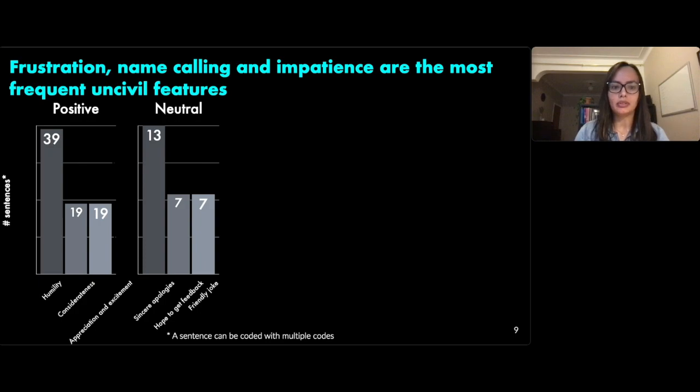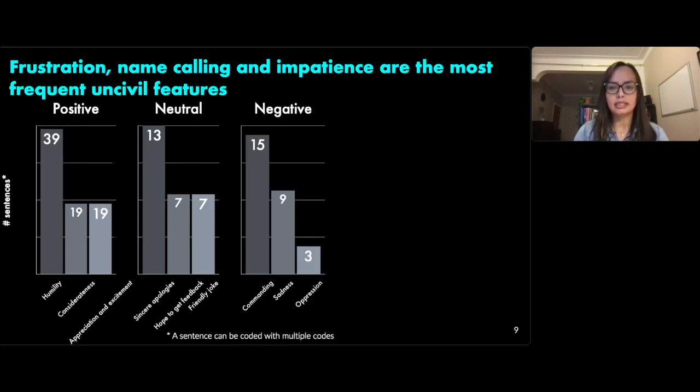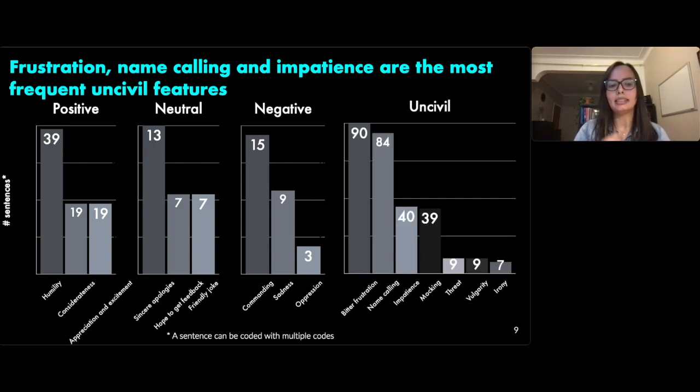Then we identified the neutral features of discussion, and those are sincere apologies, hope to get feedback, and friendly joke. Then we identified the negative discussion features, which express a negative tone, such as commanding, sadness, and oppression. And finally, we identified the uncivil discussion features, which express a disrespectful tone, such as bitter frustration, name-calling, impatience, mocking, threat, vulgarity, and irony. As you can see, bitter frustration, name-calling, and impatience are the most frequent discussion features that represent incivility. So let's take a closer look at them.